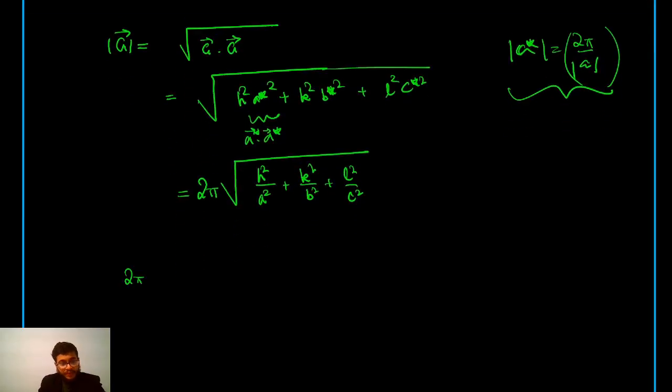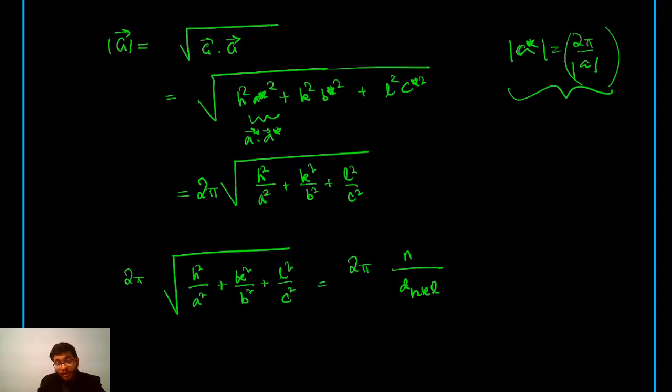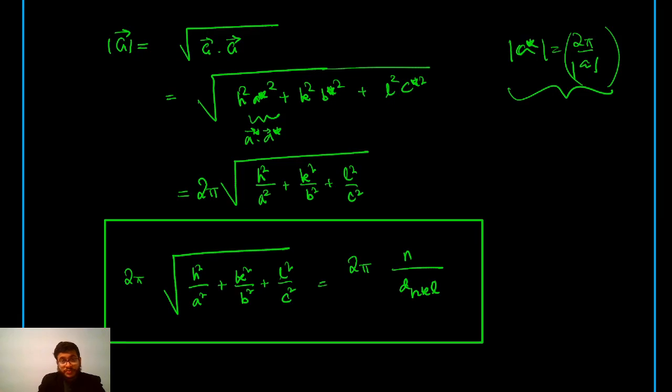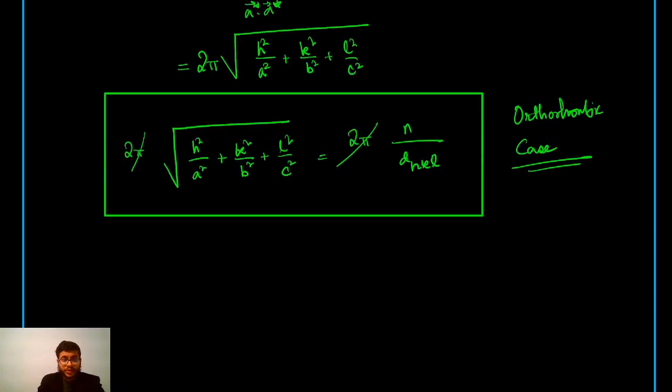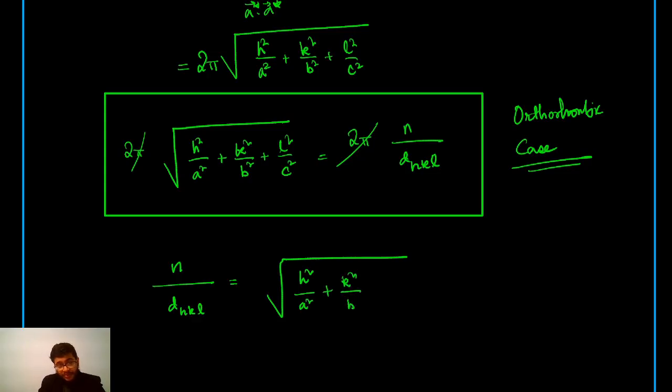So we can see that 2 pi times root of h square by a square plus k square by b square plus l square by c square is equal to 2 pi n by DHKL, for an orthorhombic system, only for an orthorhombic system. So this is the orthorhombic case. If you cancel the 2 pi's, what you get is n by DHKL equals root of h square by a square plus k square by b square plus l square by c square.